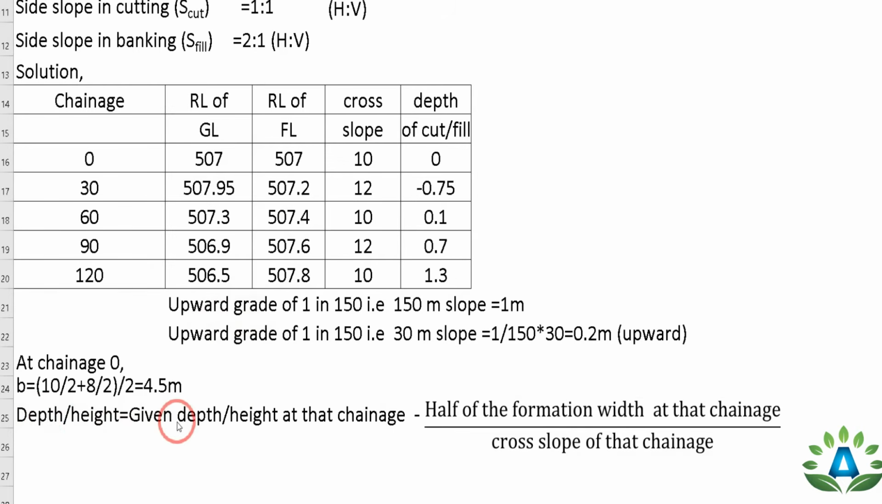Let's check by using this formula, that is given depth minus half of the formation width at that chainage, divided by the cross slope of that chainage. So we have this given depth equals 0. It means that we will always get this partly cut and fill. Depth equals 0 minus half of the formation width of that chainage, that is the small b. So we have already calculated this small b equals 4.5. So 4.5 divided by the cross slope at that chainage, 10. So we get minus 0.45. So here we have this value less than or equal to 0. So it is always partly cut or fill.